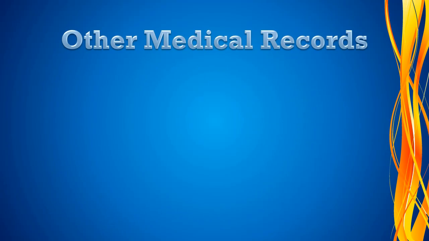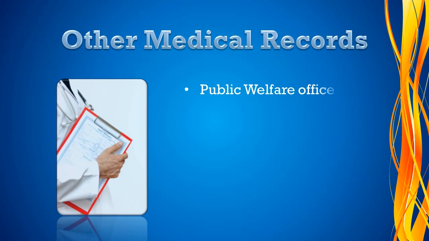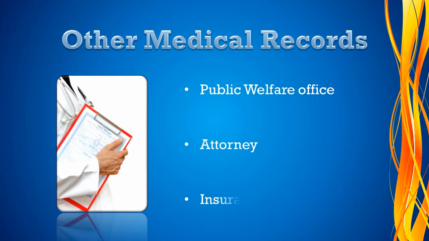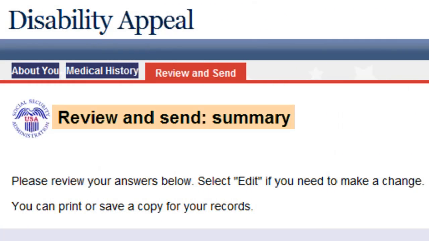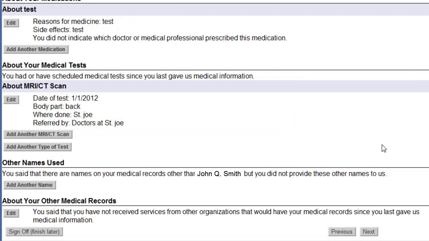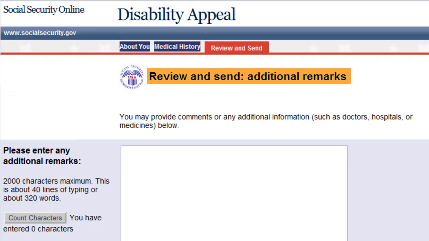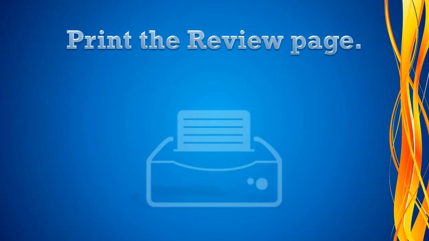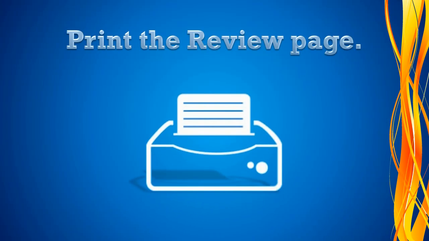If you have any other records from places such as a public welfare office, an attorney, or maybe a private insurance company, you'll need to give Social Security contact information so they can order those medical records. Once again, Social Security will allow you to review the information from the medical history section. If all the information is complete, you can either sign off or continue on to the last section, Review and Send. Please print the review and keep it for your records.